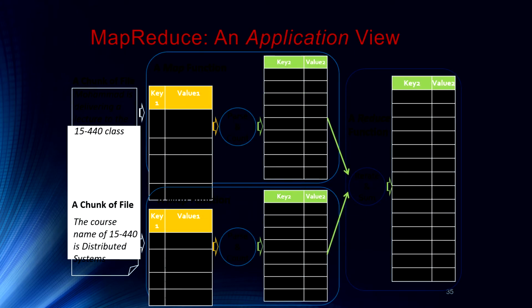So take a chunk of a file, the course name, 15-440 distributed systems. Firstly we map them into key and value pairs, then reduce them. This is our intermediate output of mapping, and here comes the reduce part, and we reduce it to our key and value pairs.